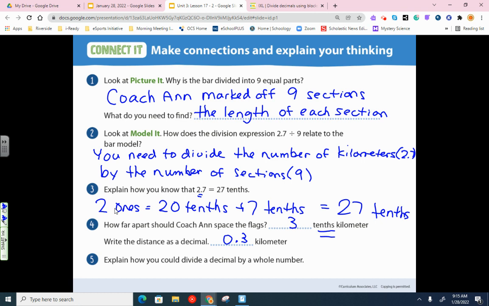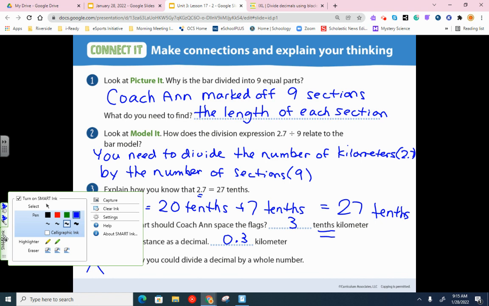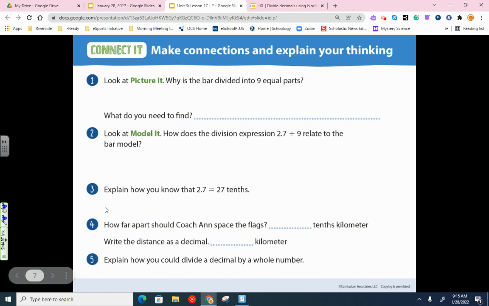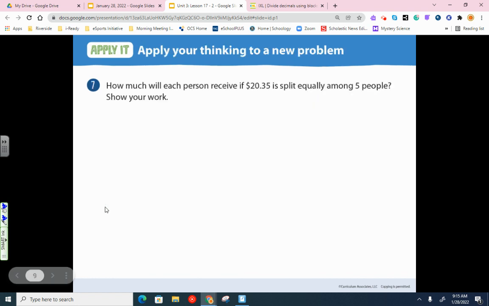tenths here. Explain how you could divide a decimal by a whole number. I don't think we've got to do that. I think we know how to do it, so we don't have to describe it. Okay, so skip 6, and let's look at the 3 questions on the back and get some practice in.